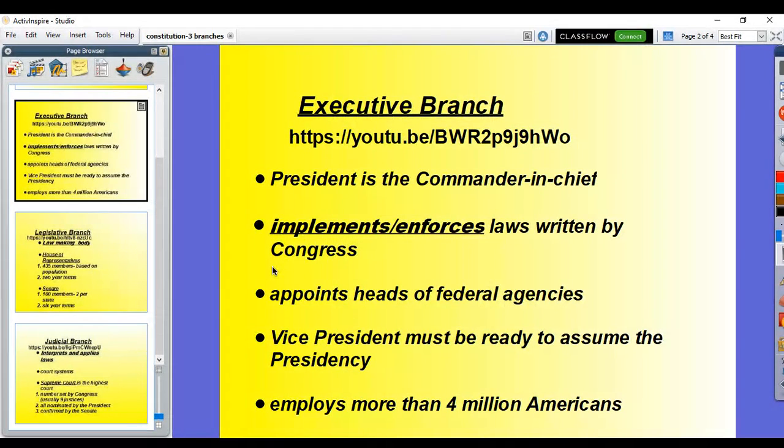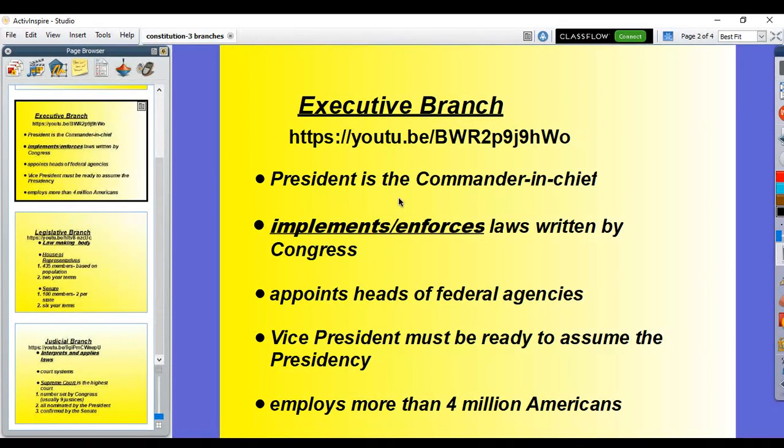To start, we did a quick look at the executive branch. I do have the link to the YouTube video that we watched. If you'd like to watch it, feel free. It's a good one. We went over five points to start this part of the unit, just to get a look at the executive branch. The first thing is the president is in this branch, and he's considered the commander-in-chief.